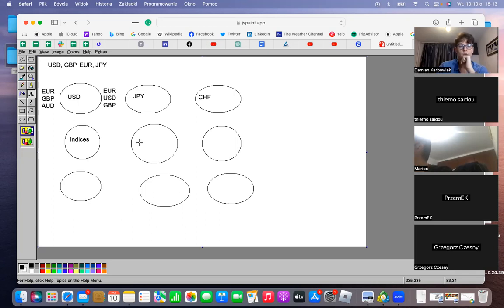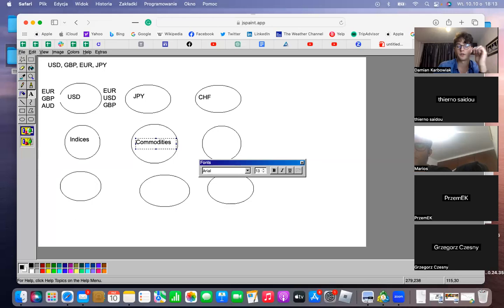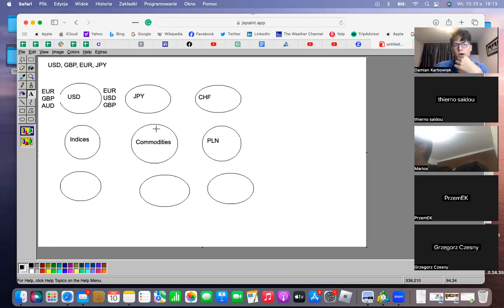The next one we can do is commodities. Commodities would be anything like gold, silver, oil, and so on. And what else? For example, if someone is a patriot, like some people are from Poland, we can put PLN, which will be an exotic one. But like I said, pairs. On the Forex section on MT5, I think there are around 40 pairs.